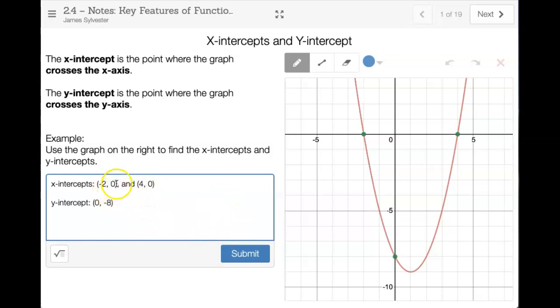X-intercepts have 0 as the second number. The output is 0 for the x-intercept. That is the y-coordinate. The y-coordinate is 0 for the x-intercept, and the y-intercept is the opposite. It has 0 as the value for the input, aka the x value. So for the y-intercept, 0 is the first number, and for the x-intercept, 0 is the second number.